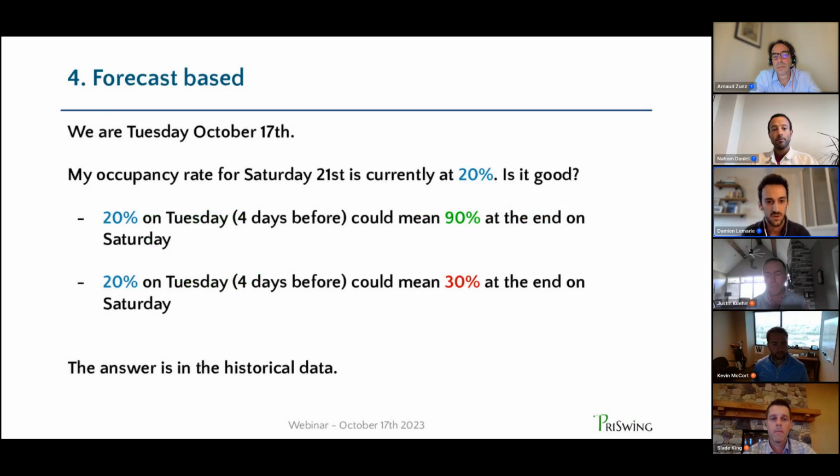To give you an example, imagine, today we are Tuesday, October 17th. Imagine your occupancy rate for next Saturday is currently at 20%. Is it good? Is it bad? We don't know. 20% 4 days before could mean 90% at the end, for example, if most of your golfers are booking last minute, or it could mean 30% at the end if they usually book several weeks in advance. So the answer is in the historical data, and based on this answer, you can have different pricing recommendations.